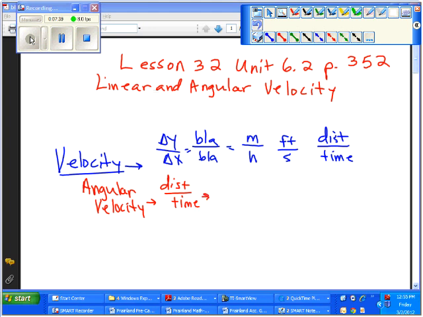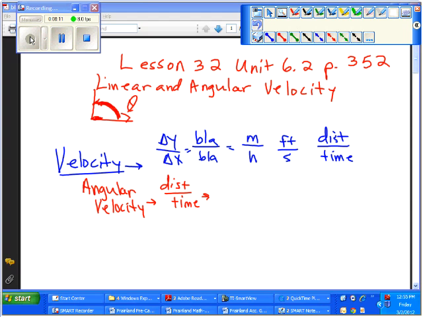what is it that we call the distance that an angle traveled? What do we call that? The distance that the angle went. Like, here's my first ray, and here's my second ray. What is the distance? Isn't that theta? My distance is theta. I'm talking about angular velocity. I want the distance the angle went.